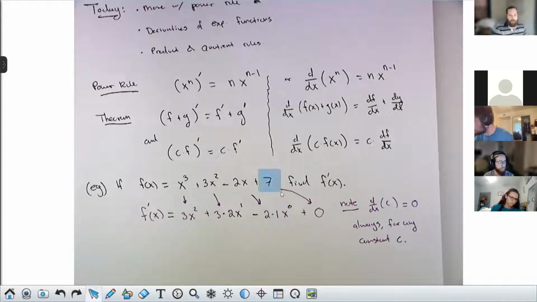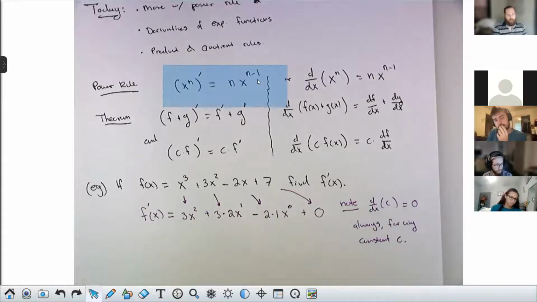If you think about the graph of a constant function, like the graph y equals 7 on its own, it's a horizontal line. The slope of the tangent line to a horizontal line is always going to be 0, right? The slope of that line is always 0, no matter where you look, which means its derivative is always 0. So the derivative of a constant is 0. You can think of it as a consequence of the power rule. That's one way to do it. Or you can think of it as its own thing.